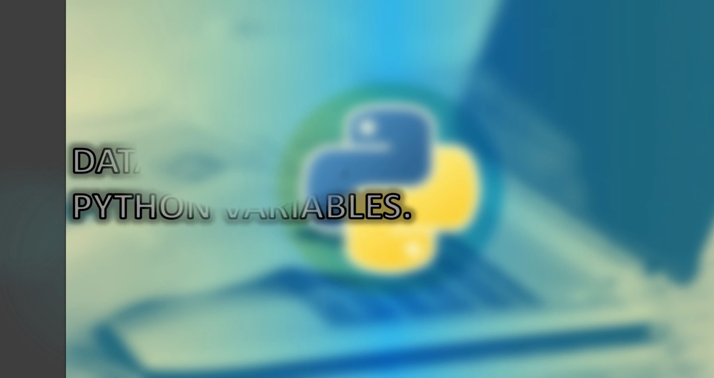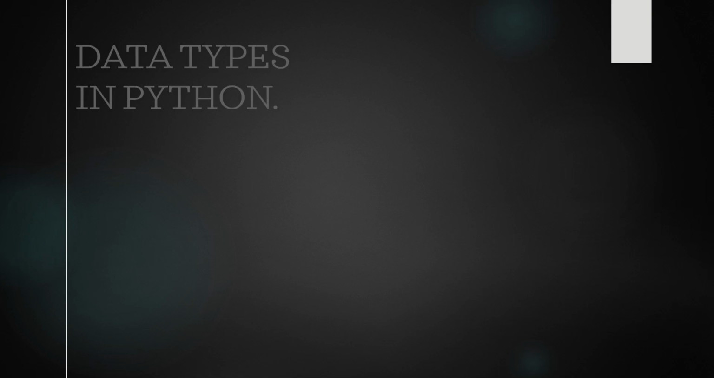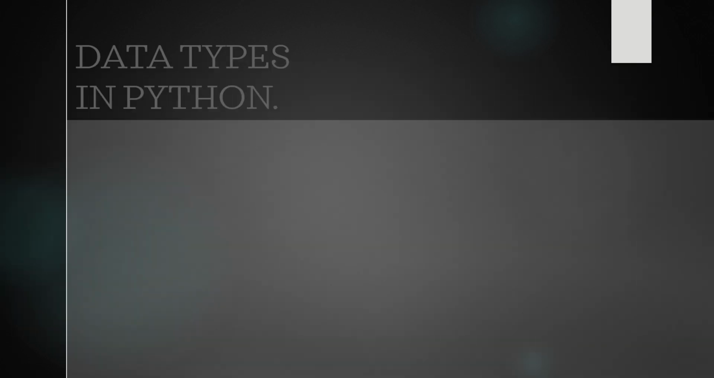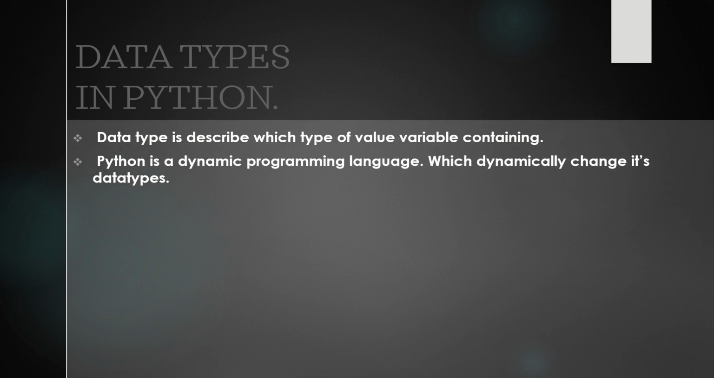The agenda of today's lecture is data type. So, what is data type? Data type describes which type of value a Python variable contains. It means it describes the type of data that the variable is containing.